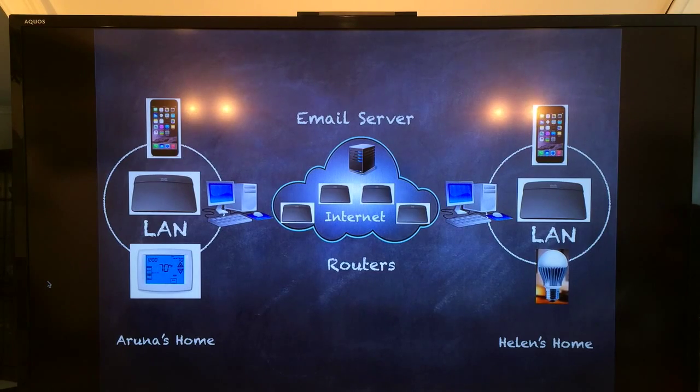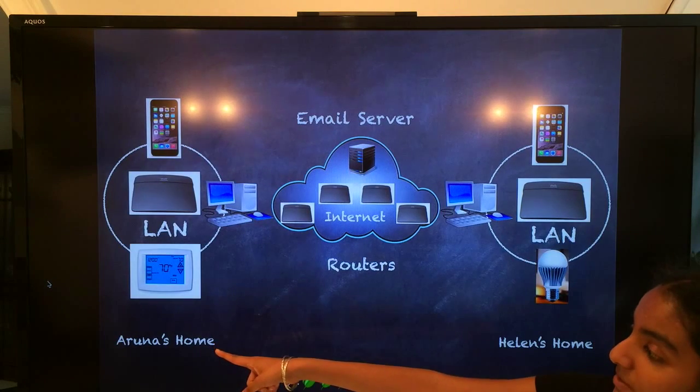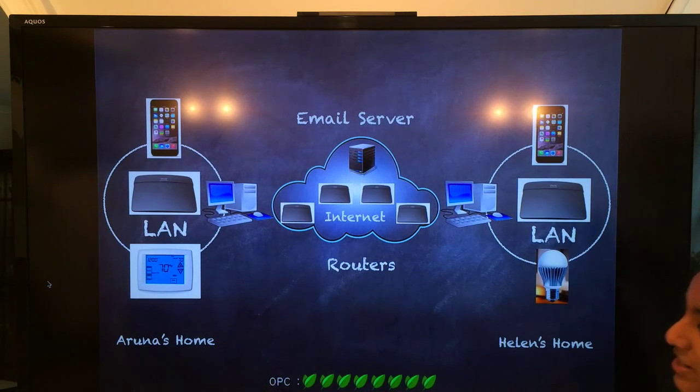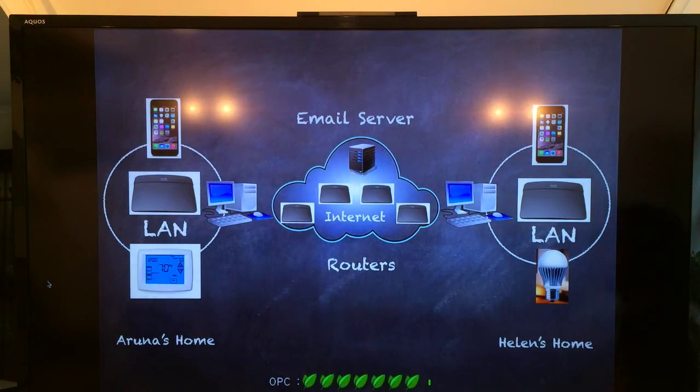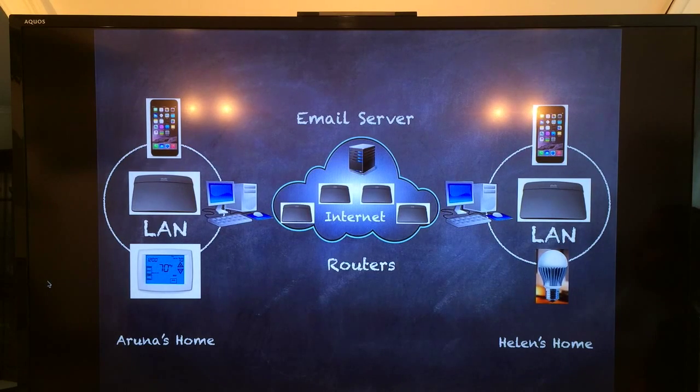Say that I, Aruna, want to send an email to my friend Helen. Let's discuss all of the devices that would be involved in sending an email. So over here, you can see the devices in my home that are connected to the internet. And this is what is called my LAN or local area network. A local area network consists of all of the devices in my home that are connected to the internet.